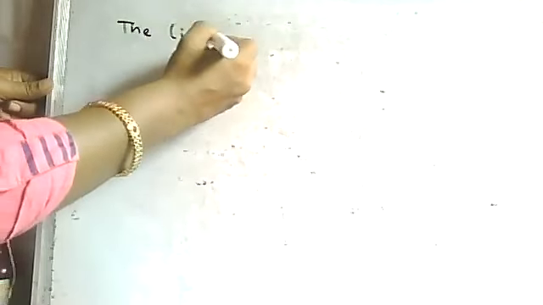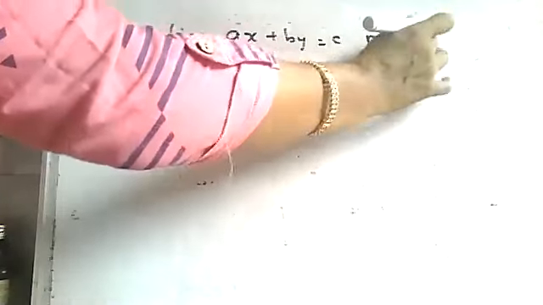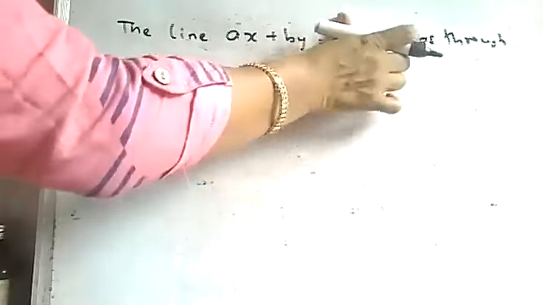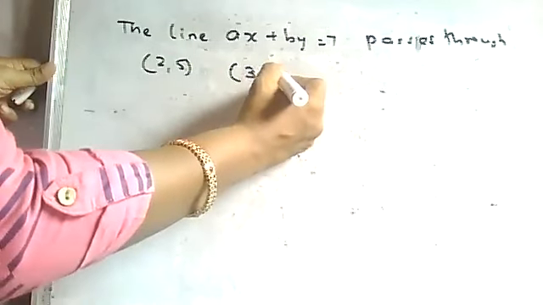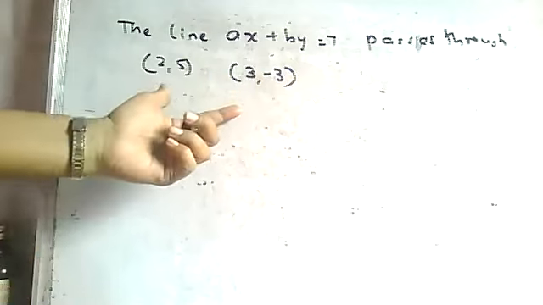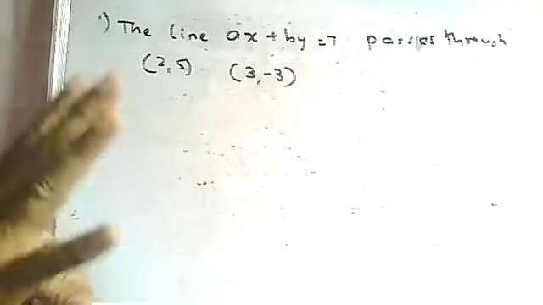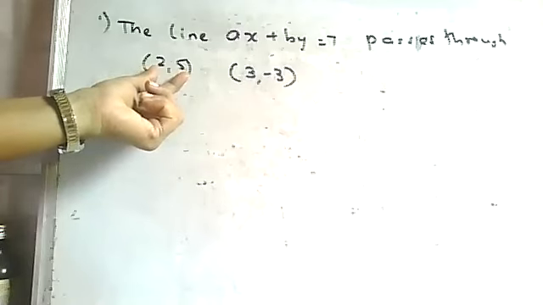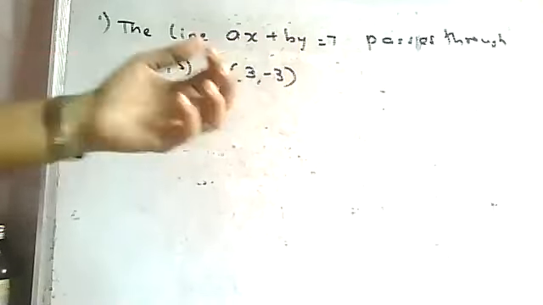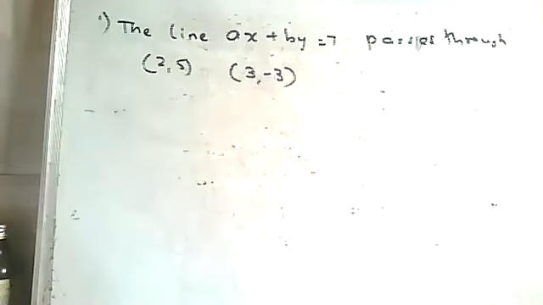Suppose the line x plus by is equal to c passes through two points, they'll give you something like (2, 5), or anything they may give you. Then find the value of a and b. Don't solve now, just understand. Here these are x and y. Substitute x and y, and you will get two equations in terms of a and b. Solve them simultaneously, and you will get the values of a and b.